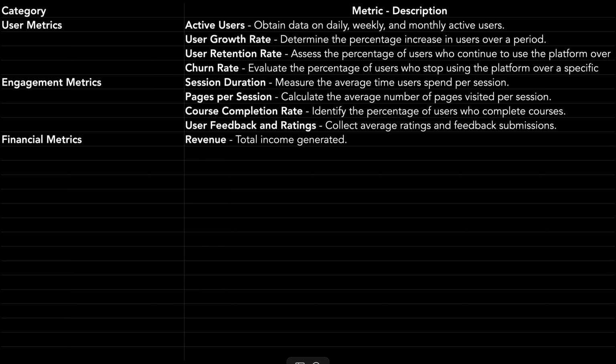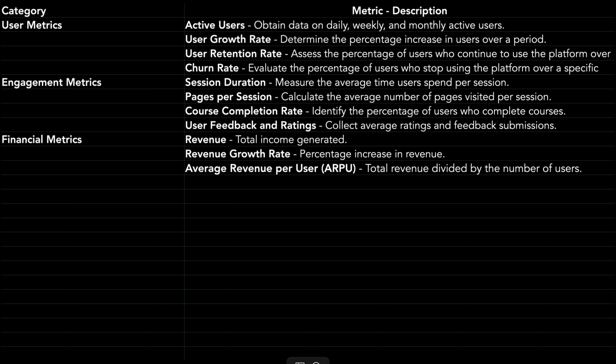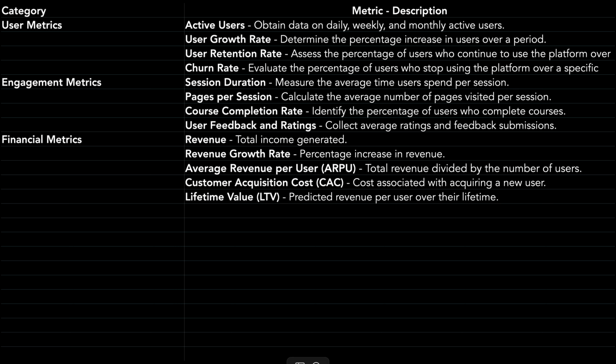Next metrics are financial metrics. Total income generated is revenue. Total income generated and what's the increase in the revenue, so that's revenue growth rate. Average revenue per user, total revenue divided by number of users. Customer acquisition cost, cost to acquire a new customer. Lifetime value, revenue per user over their lifetime.